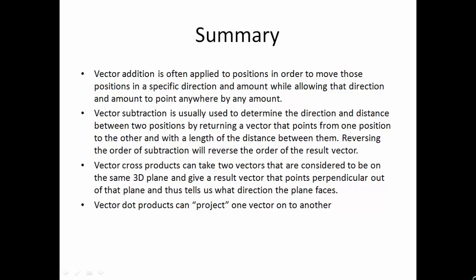Vector cross products can take two vectors that are considered to be on the same 3D plane and give a result vector that points perpendicular out of that plane and thus tells us what direction the plane faces. And again, if you reverse the order, you'll reverse the direction of the result vector. But you can basically calculate what direction a plane or a 3D triangle that lies on that plane faces using the vector cross product. Vector dot products can project one vector onto another.